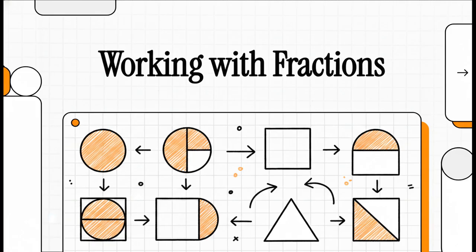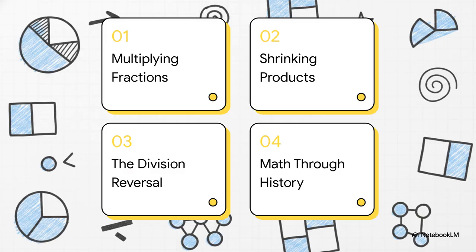Because, as we'll see, fractions aren't actually trying to trick us. They just have a really unique, really brilliant way of interacting with the world. We've got a super clear roadmap for tackling this today. Number 1, multiplying with fractions. 2, the incredible shrinking product. 3, the division reversal. And finally, number 4, math through history. Let's just jump right in.